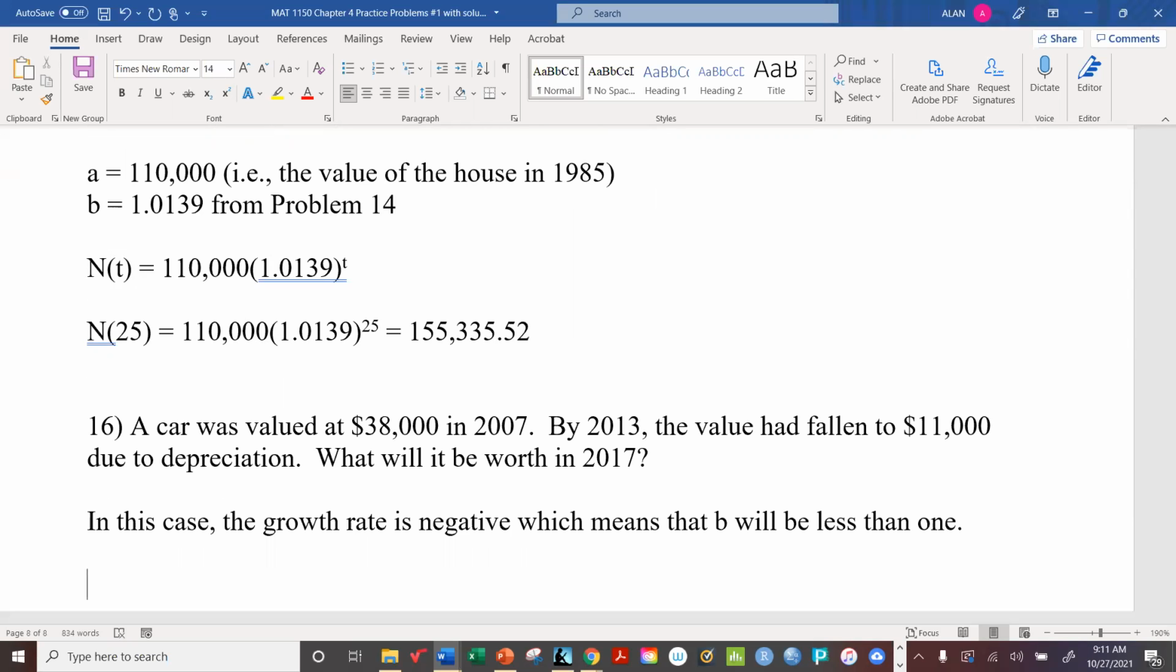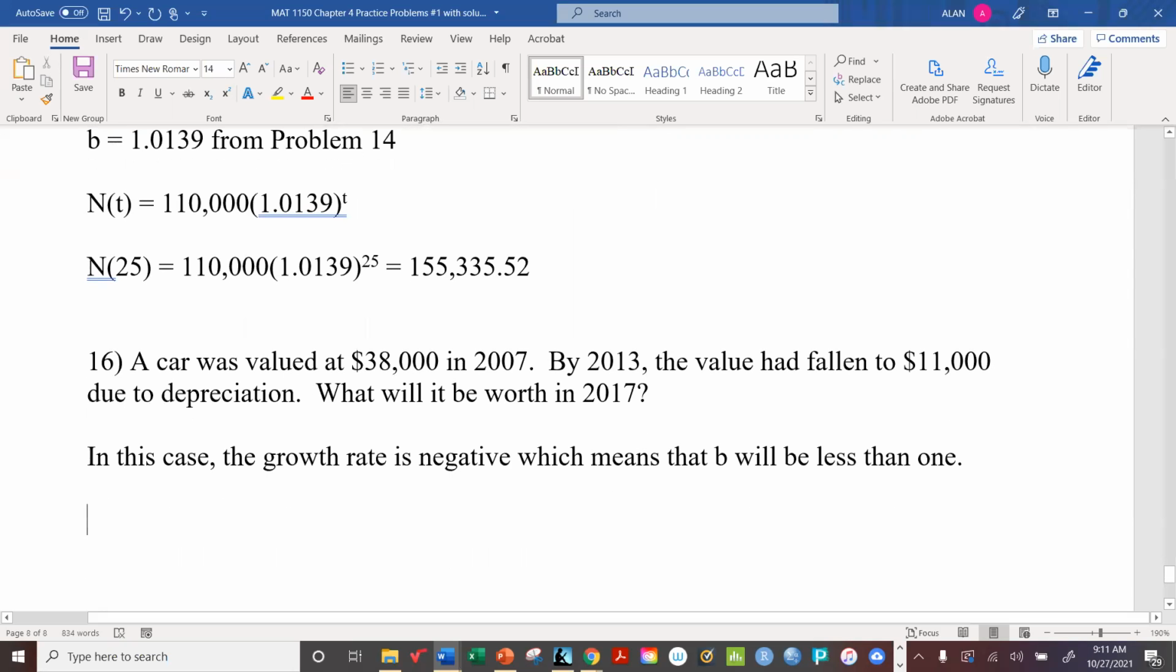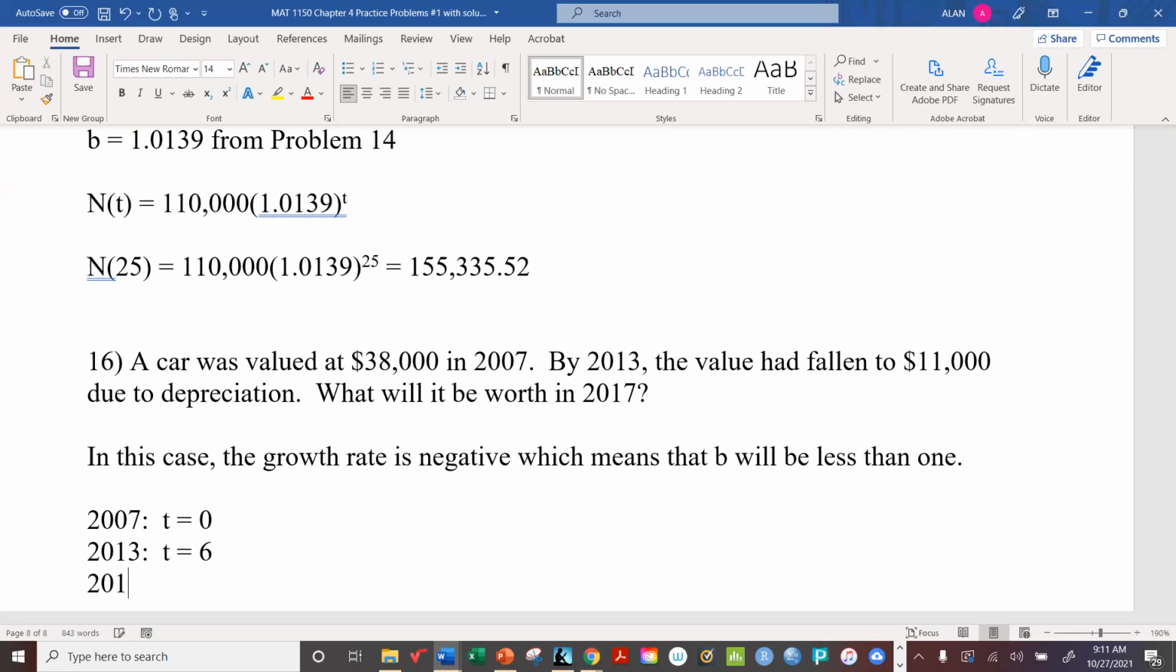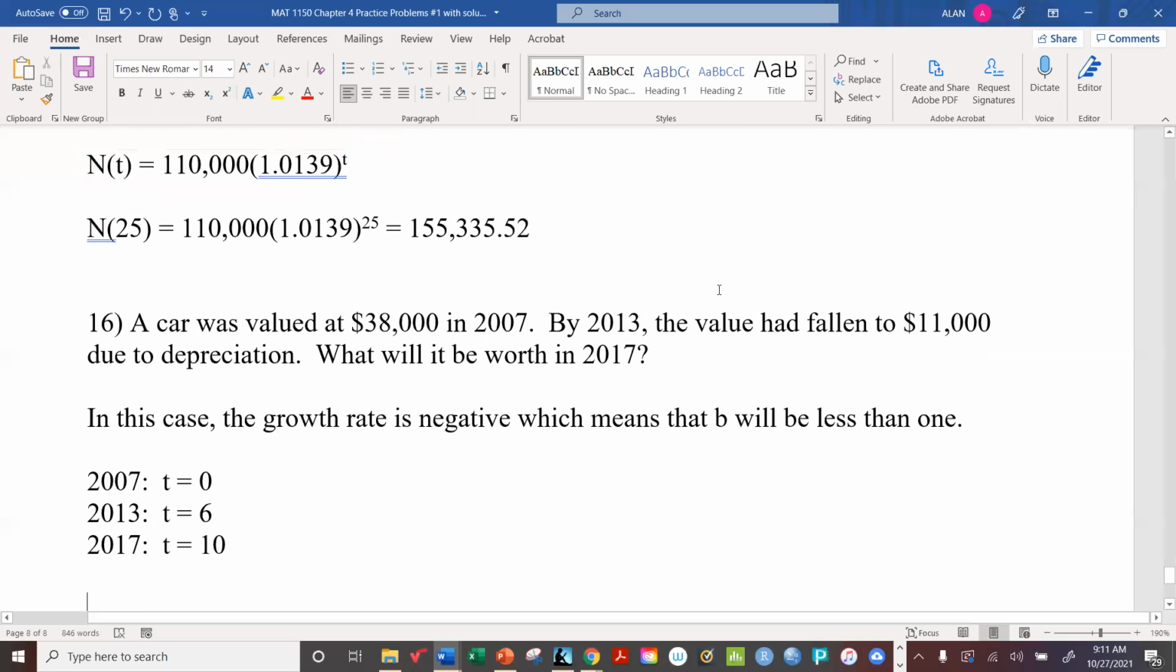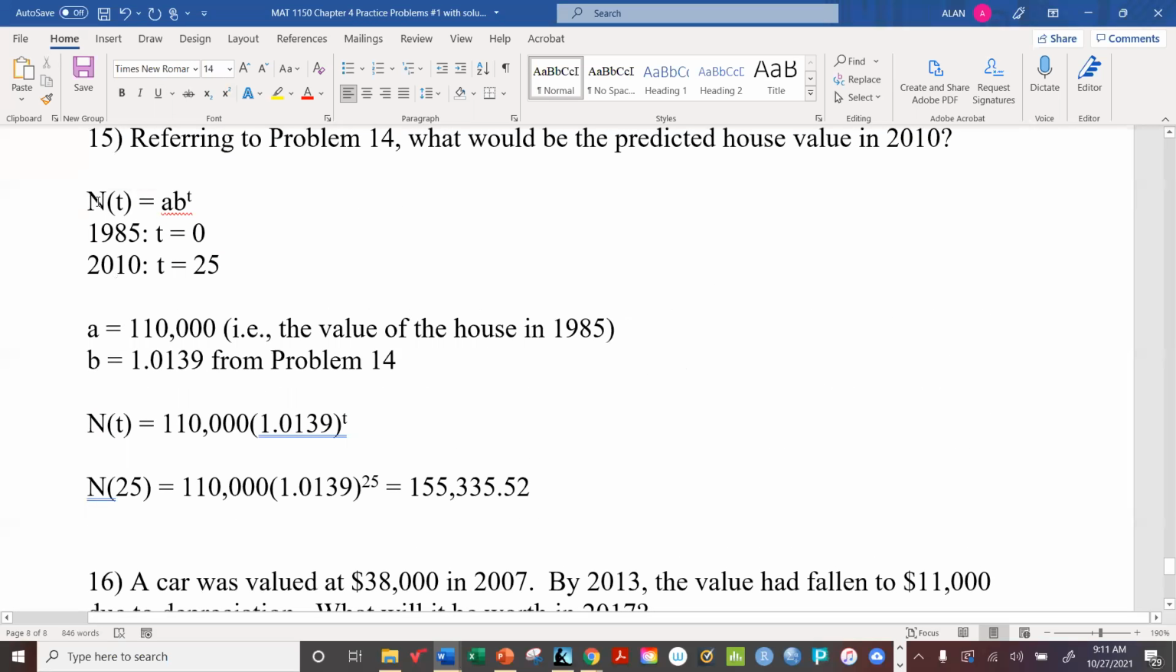So let's figure some things out here. First of all, 2007 means that T equals 0. 2013 means that T equals 6. 2017 means that T equals 10. All right, that has to come first. Now, the basic formula, of course, is this.